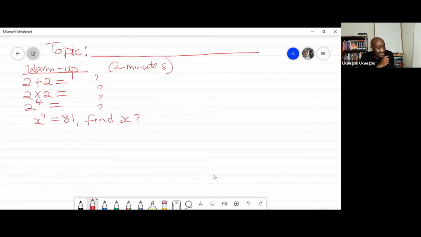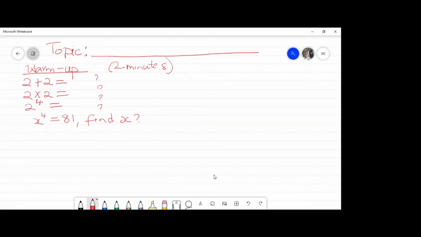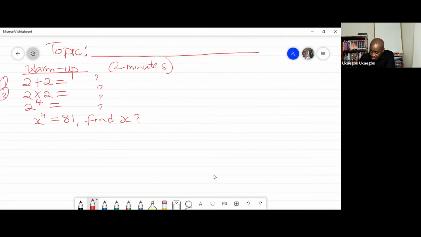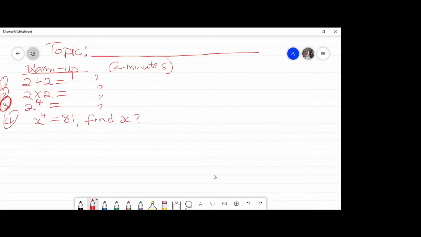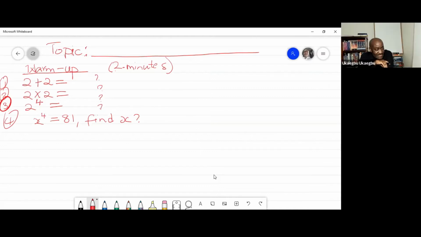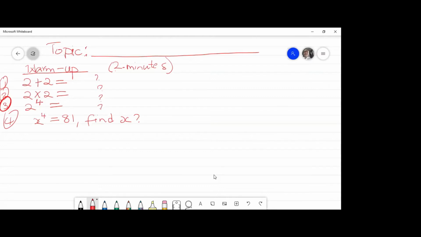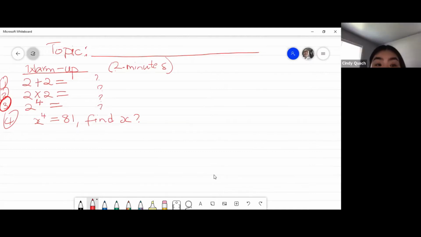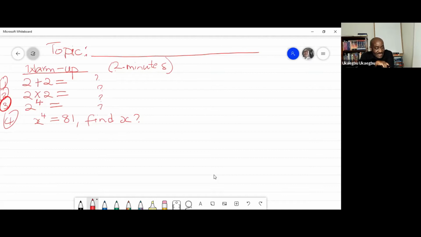So first person said that the first one is 4. Second person said that the second one is 4. Then third person, what do you say about the third one? So this is 1, 2, 3, 4. Okay, so the third person said that the third one is what? 16. Okay, fourth person said that the fourth one is what? 3. Okay, so now let's check it out.